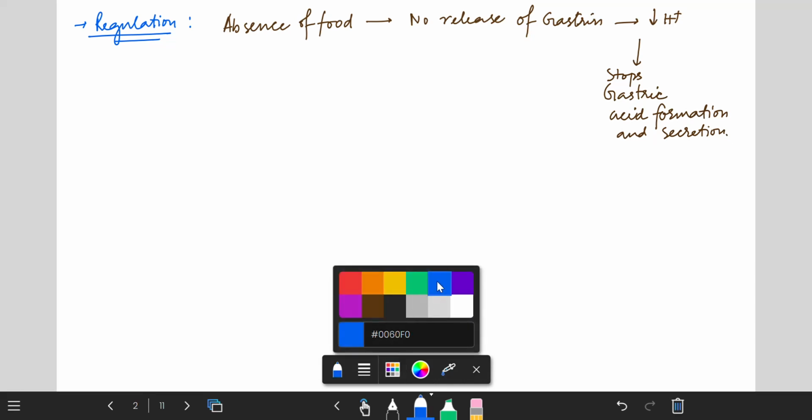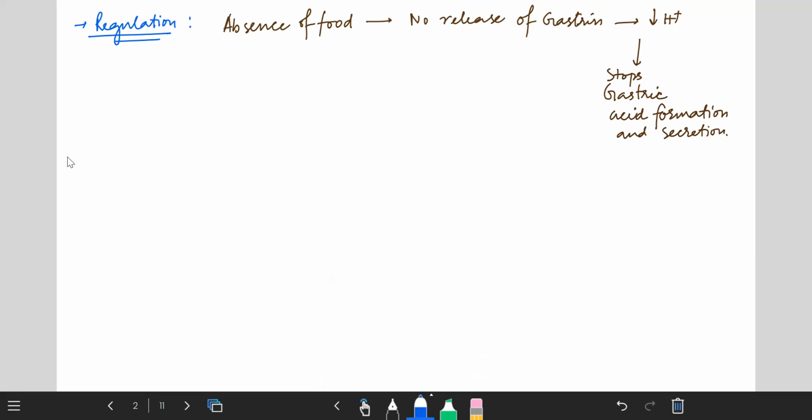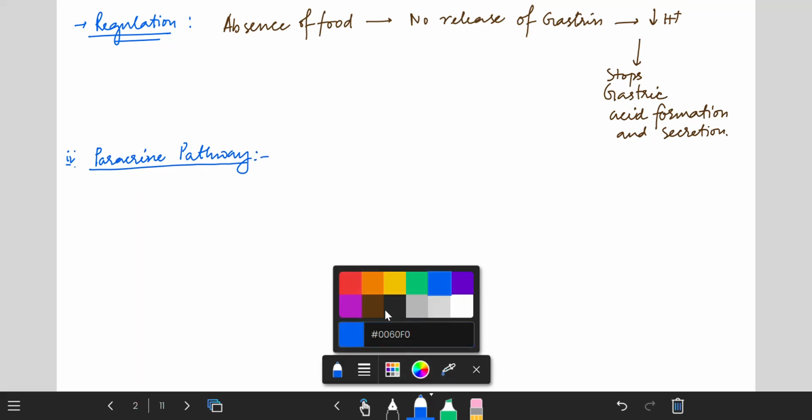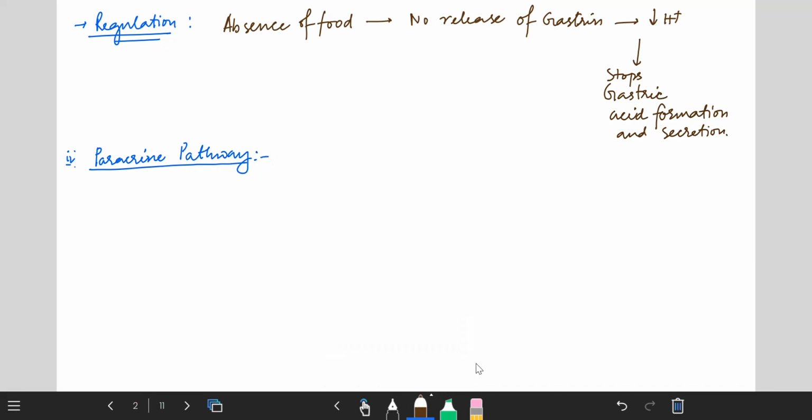Now we will understand about the second pathway, that is paracrine pathway, where histamine and somatostatin are involved. Now we will discuss the first type, that is histamine, and how histamine is involved. So release of gastrin causes an increase in the mRNA expression, which accelerates the synthesis and release of histamine, which then binds with the H2 receptor of the parietal cells and stimulates the acid secretion.